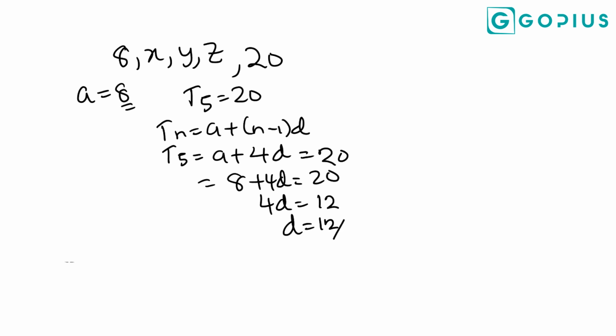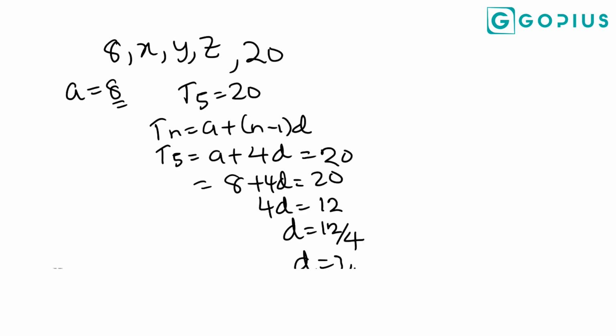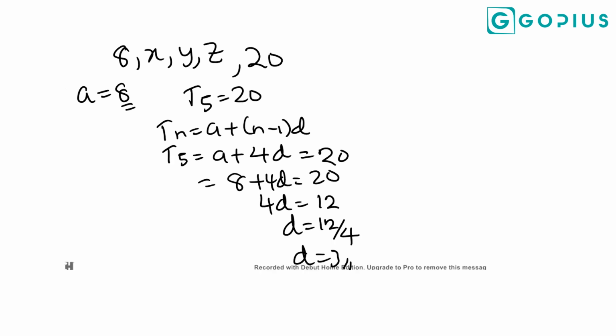So we have 12 divided by 4, and of course, that will give us the number 3. Alright, so 3 is our common difference. 3 is the common difference. 8 is our first term.